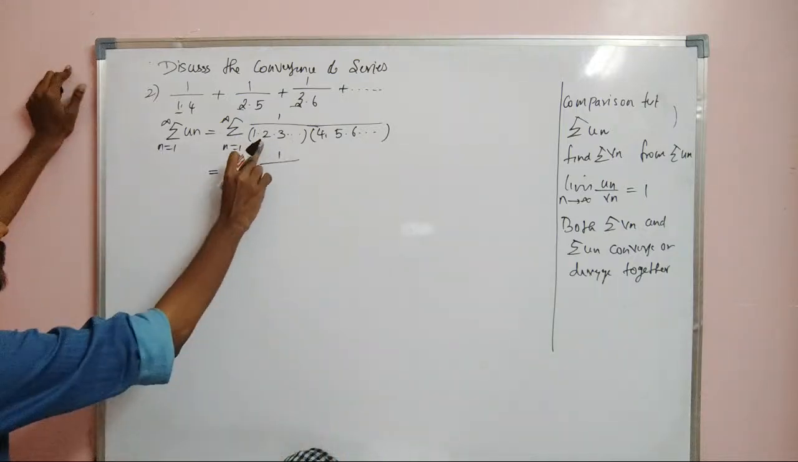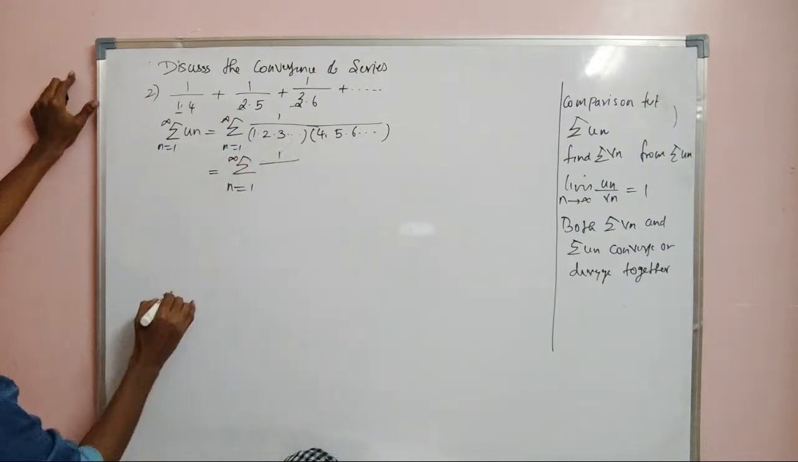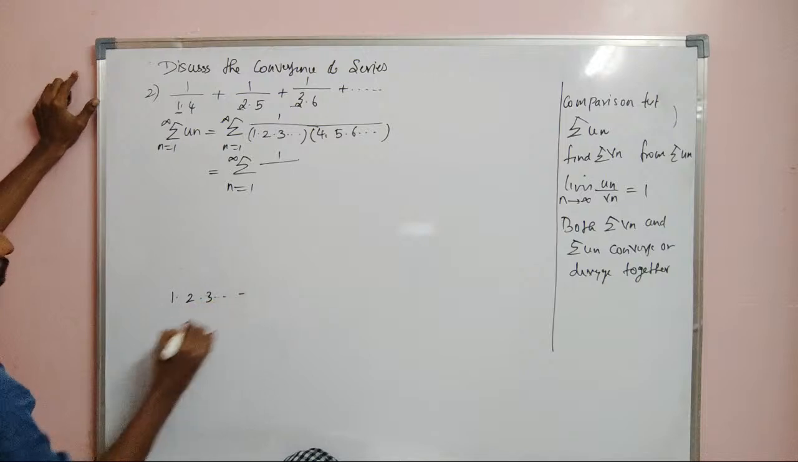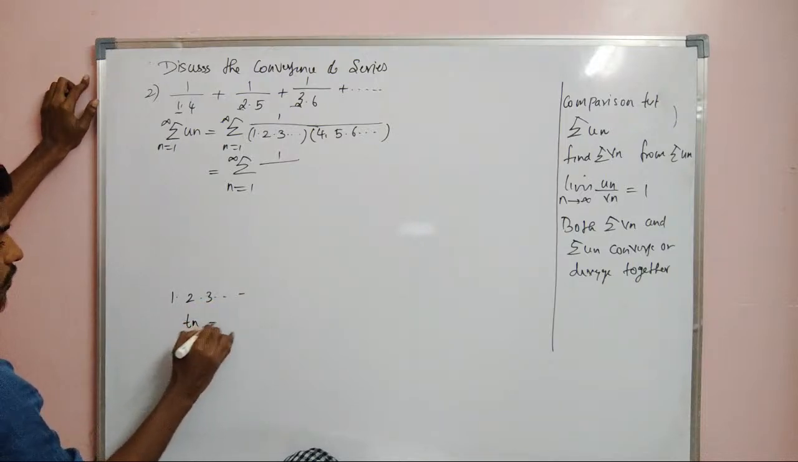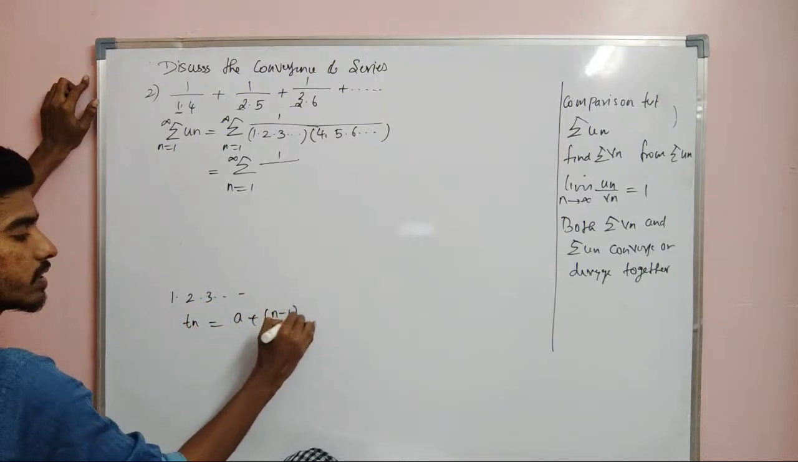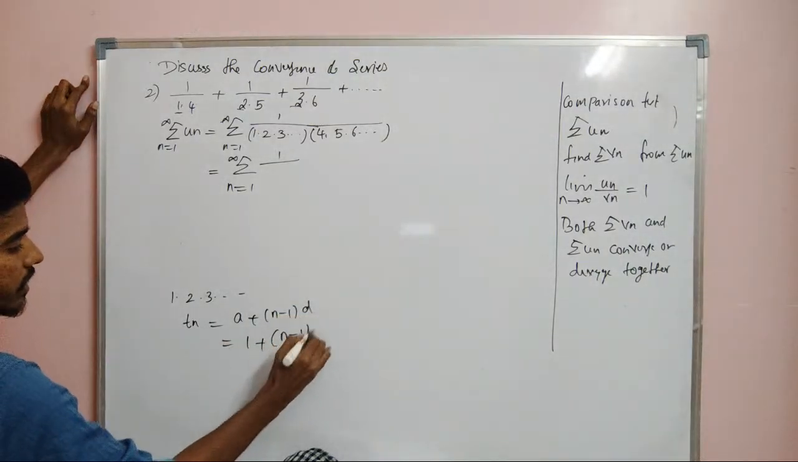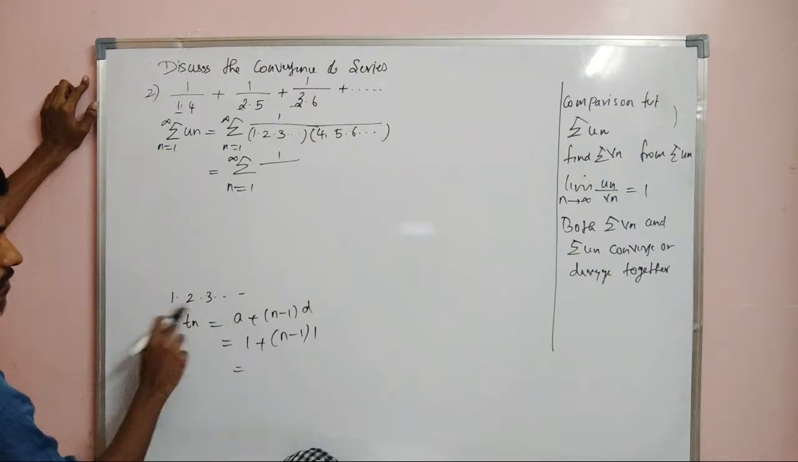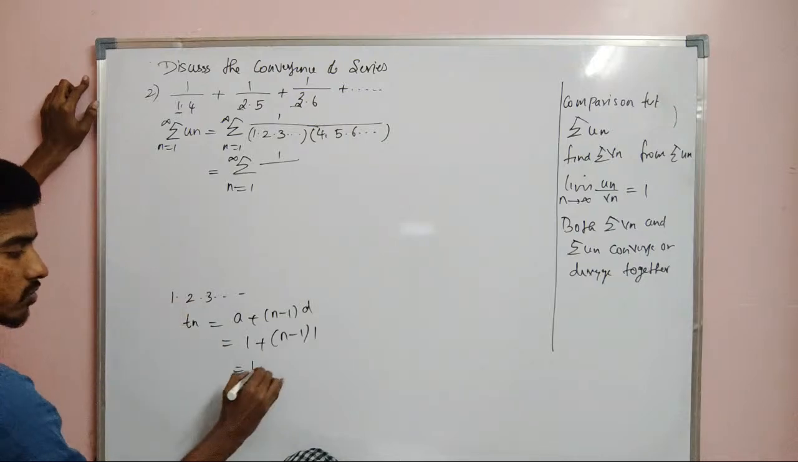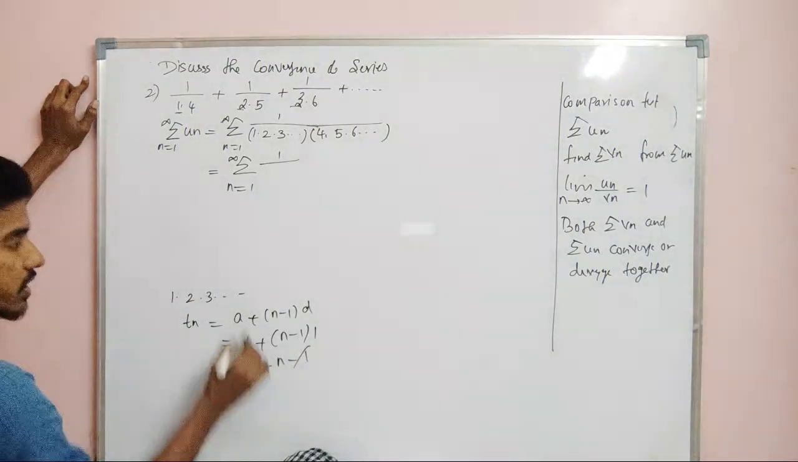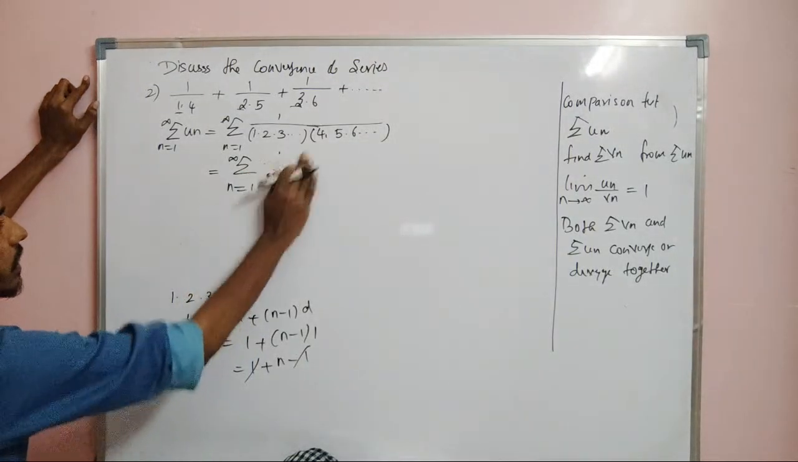Now you find the nth term for 1, 2, 3 and so on. So what is the nth term? A plus n minus 1 d, right? Here A is 1 and d is also 1, because the common difference is 1. So it is 1 plus n minus 1, which is equal to n. So we will have 1 by n.